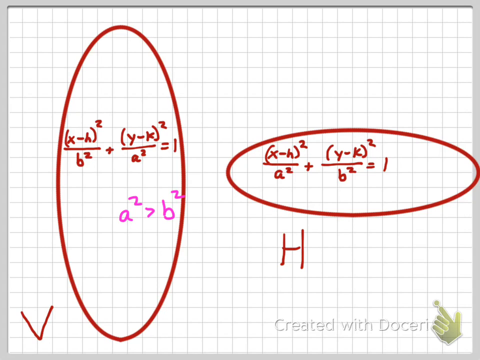All right. So the only thing up there that's not on your formula sheet is that a squared is greater than b squared. You have to remember that for ellipses. It's only for ellipses.